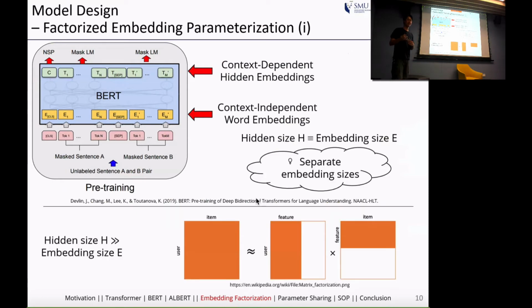So what ALBERT does is that it separates the embedding sizes. They reduce the word embedding size, and they do this by doing a matrix factorization. The input embeddings over here can have a smaller size, and then they project it to some larger hidden embedding before they continue on with the training. So this reduces the number of parameters that they need to use for the word embeddings.